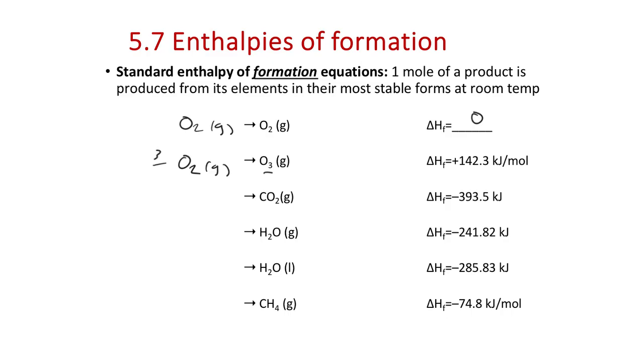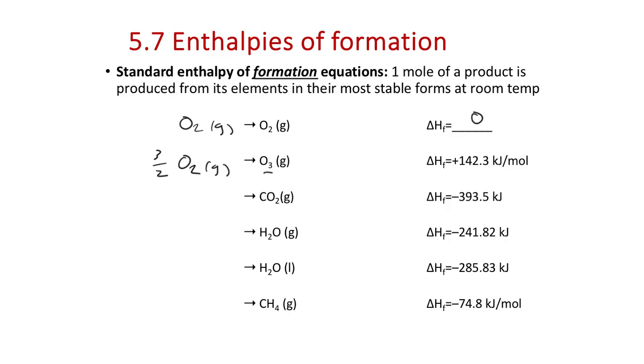So I need a 3/2 in front of O2. In fact, this was the reaction from the previous page. But 3/2 O2 going to O3 would be the properly written formation reaction of ozone. So a formation reaction forms 1 mole of one substance on the product side, and then elements in their most stable states on the left reactant side.